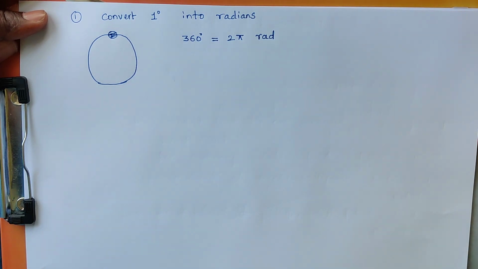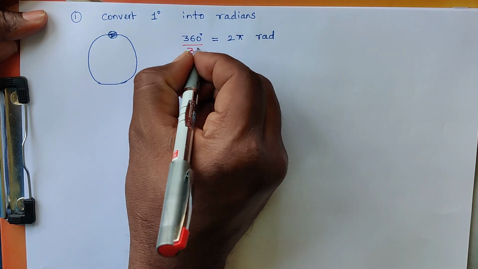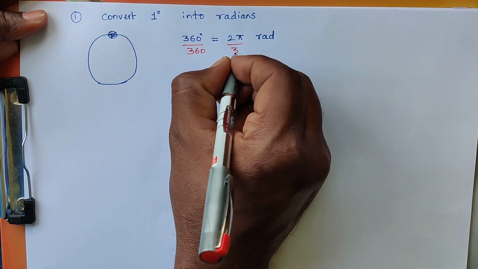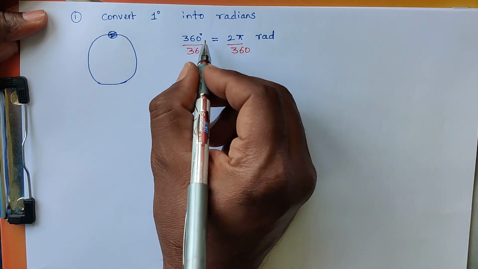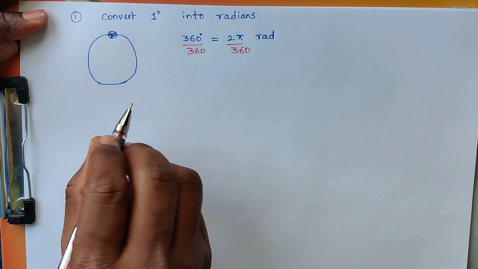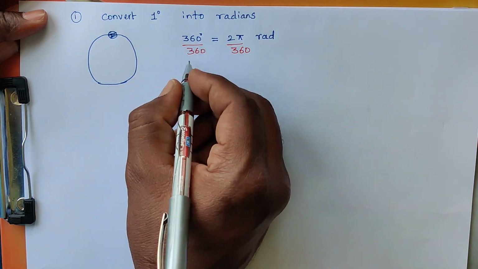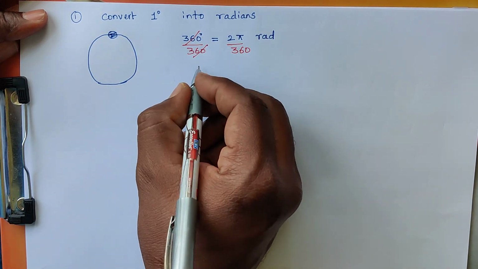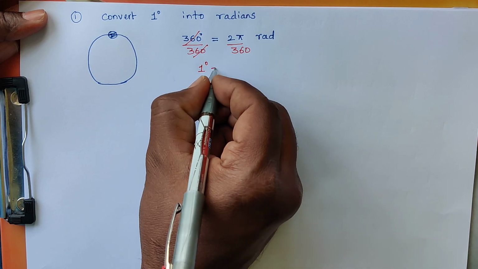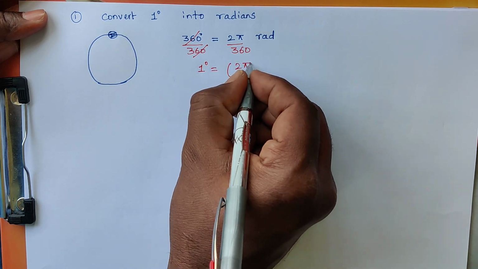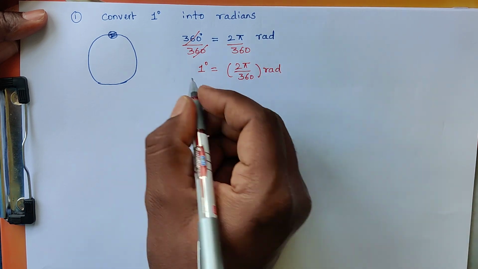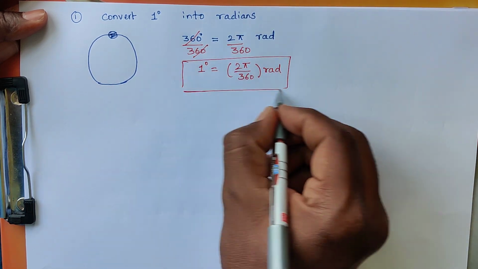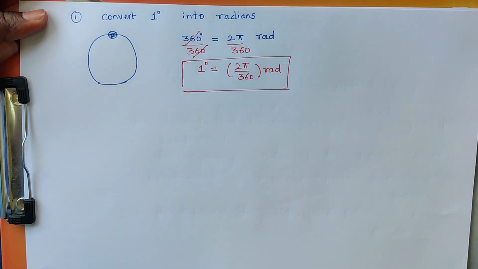So if we divide both sides by 360, there will be no change, right? Why am I doing this? Because this 360 and this 360 will cancel out. So we will get 1 degree equal to 2 pi by 360 radians.